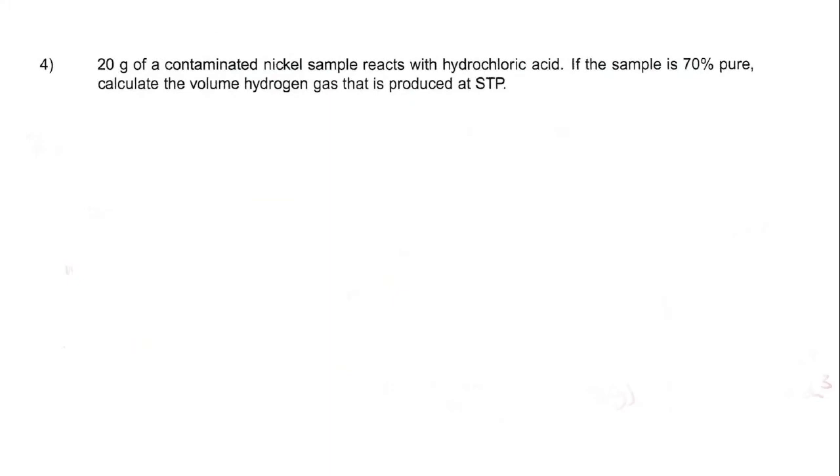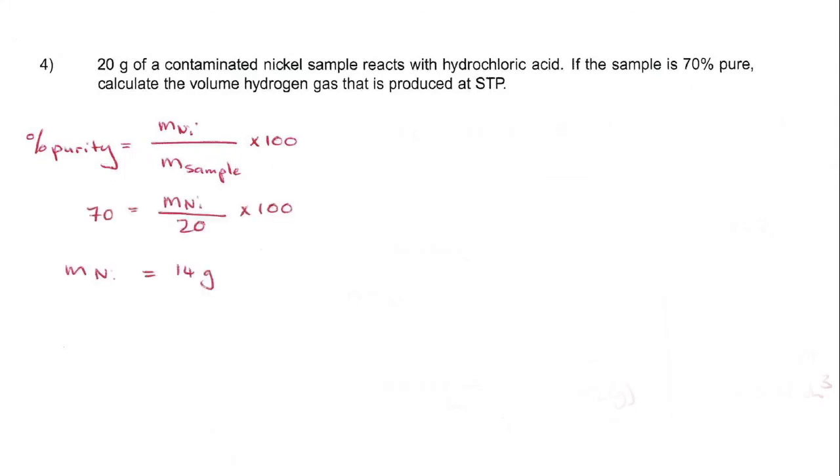In question 4, they tell us 20 grams of contaminated sample. Now remember, don't work with the sample 20 grams in a mole calculation. Some of that is not nickel. And they tell us if the sample is 70% pure. Now here they give us percentage purity. So it is going to be a question of starting back from that percentage purity. They give us the purity and they also give us the sample. That is going to tell me the mass of nickel in there.